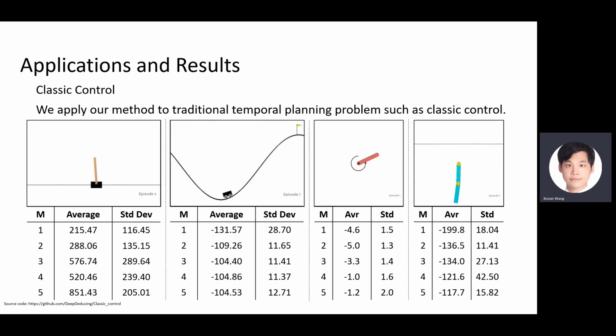We apply our method to different applications. First, we apply our method to traditional temporal planning problems, such as classic control. As we can see, as the size of the sets of matrices goes even bigger, the score goes even higher. However, in the mountain car application, or in this pendulum application, we can see if the size of the weight matrices goes even bigger, there is a little downward trend for the score.